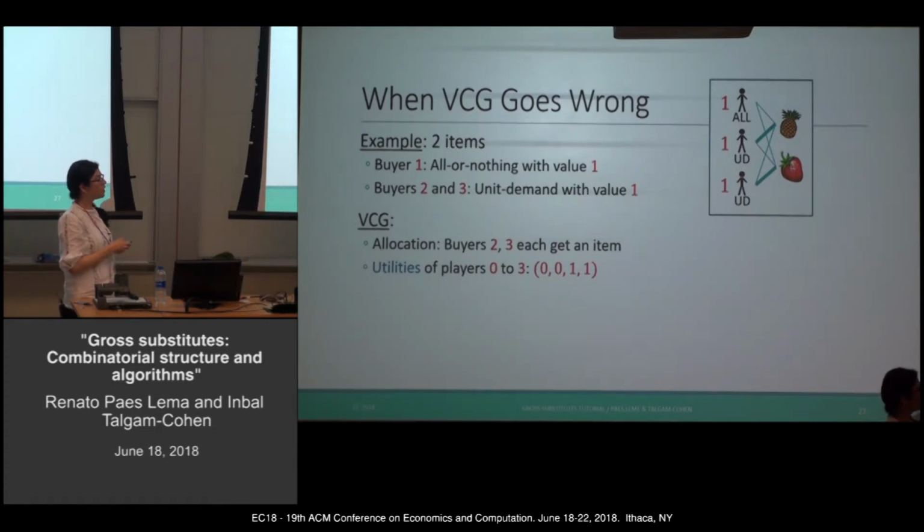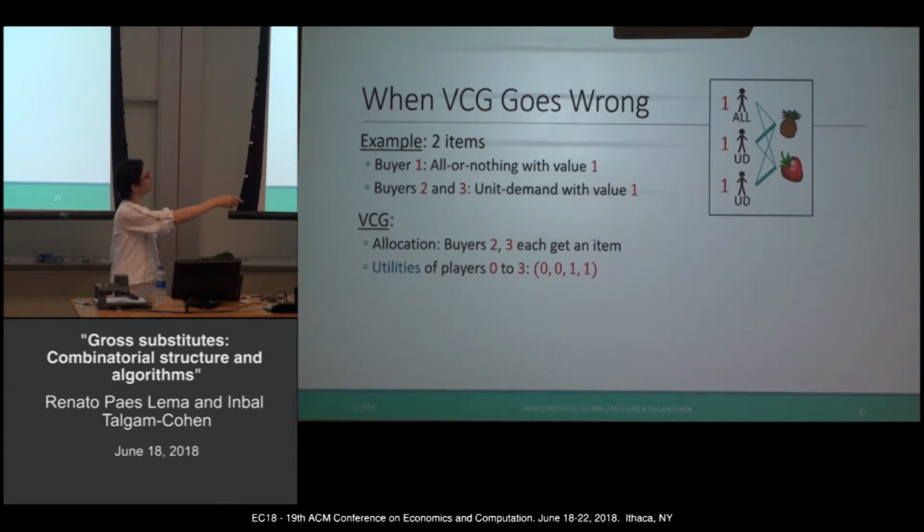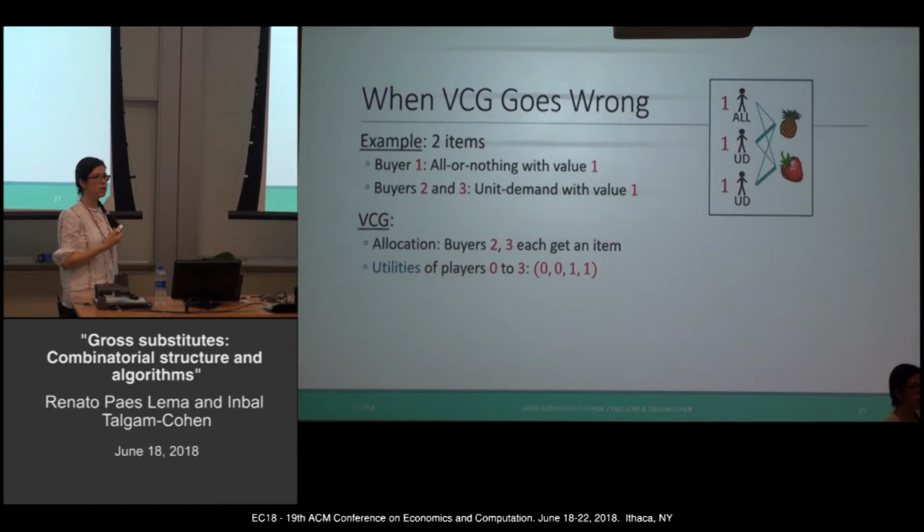So what does VCG do? Maximizing the welfare here means that this bold allocation is chosen, and the utilities of the players are going to be, there are 4 utilities because I'm also counting the seller. So the first one, the 0 player, is the seller, gets 0 utility. 0 utility for player number 1, and then these two players, well, they contribute 1 each to the social welfare, so this is their utility.